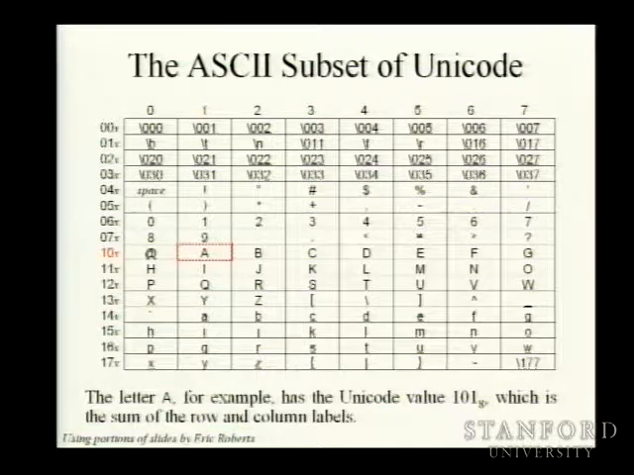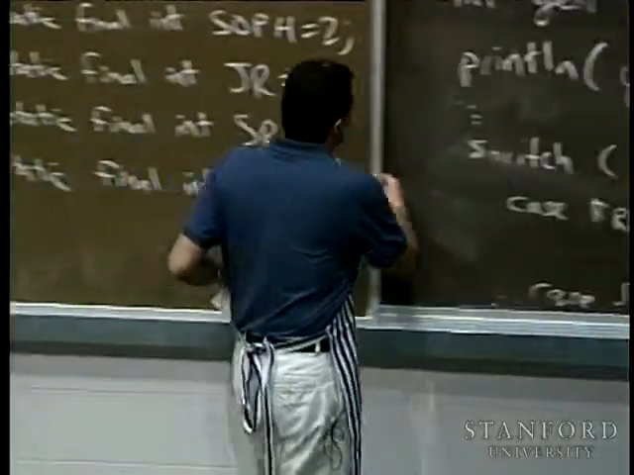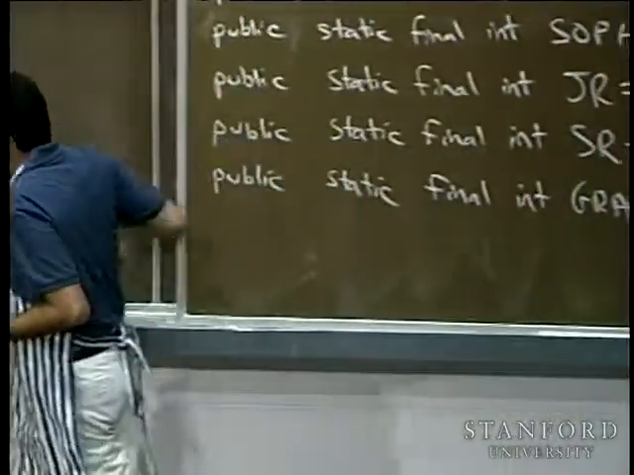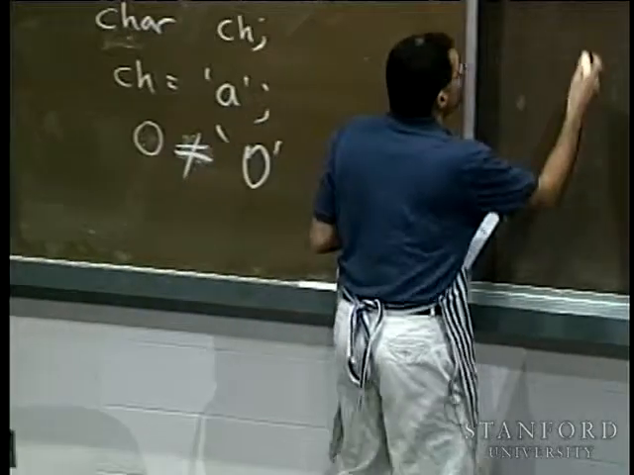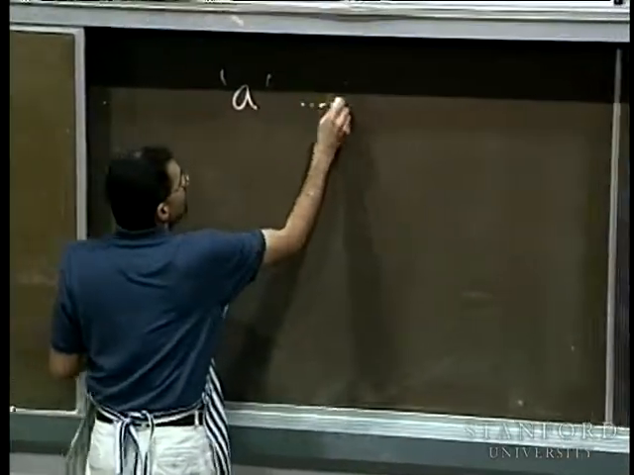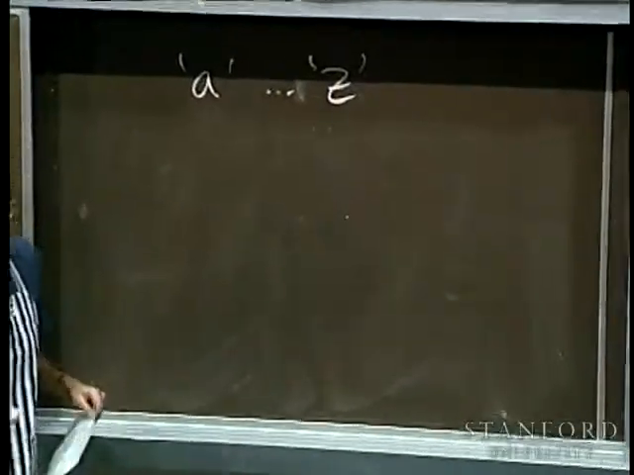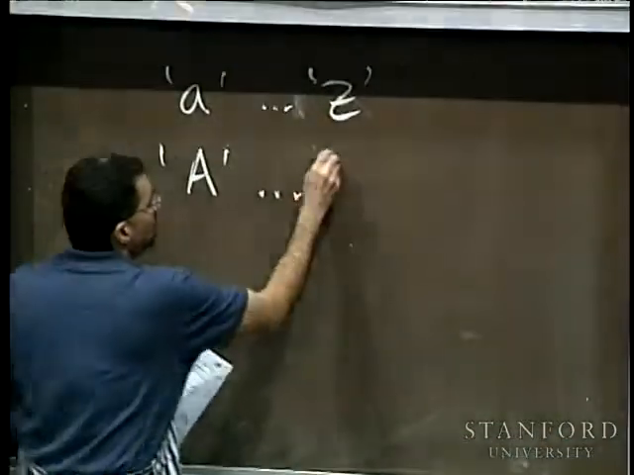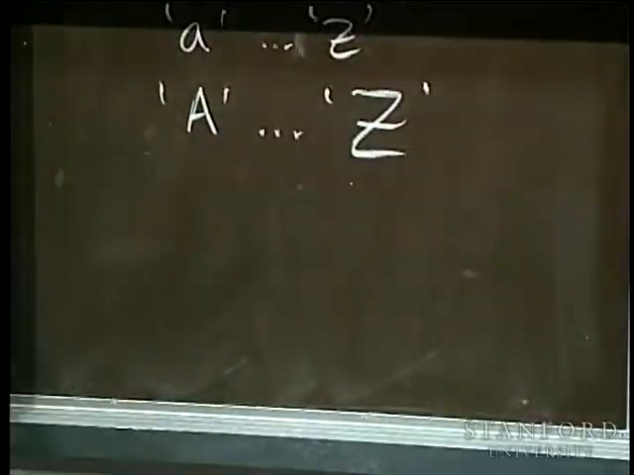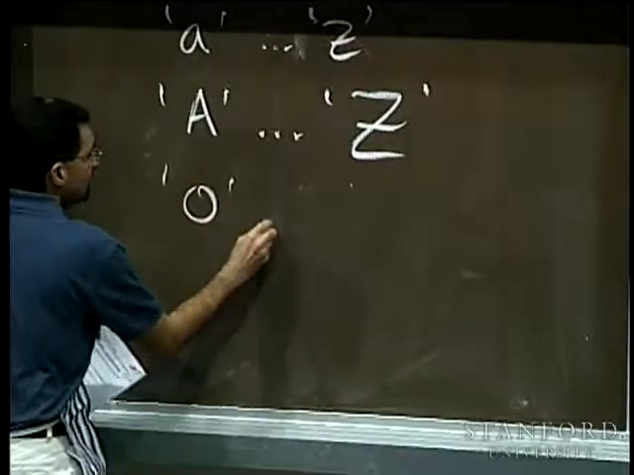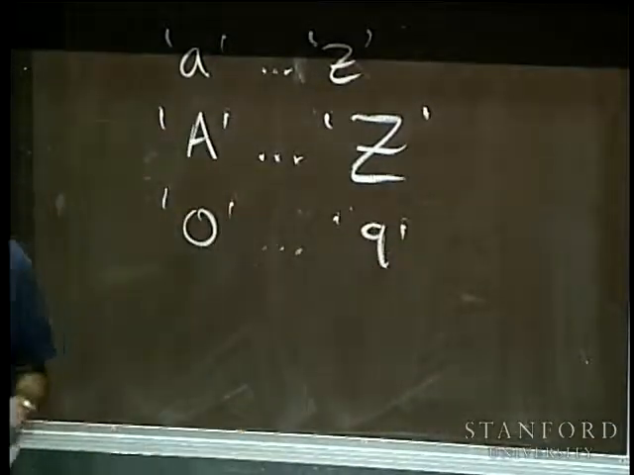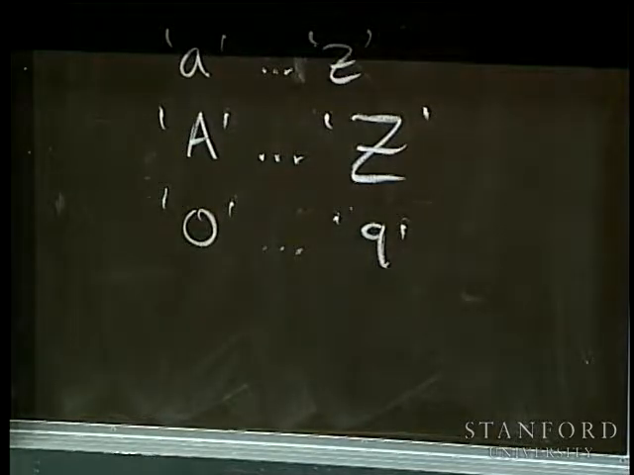Now, there are a couple of things that it gives you that are actually useful. It guarantees, let's write it over here, that the letters little a through little z are sequential. It guarantees that uppercase A through uppercase Z are also sequential. And it guarantees that the digits 0 through 9 are also sequential. That's all you really need to care about. Other than the fact that these guarantees are given to you, you don't care about what the actual numbers are up there, all right?